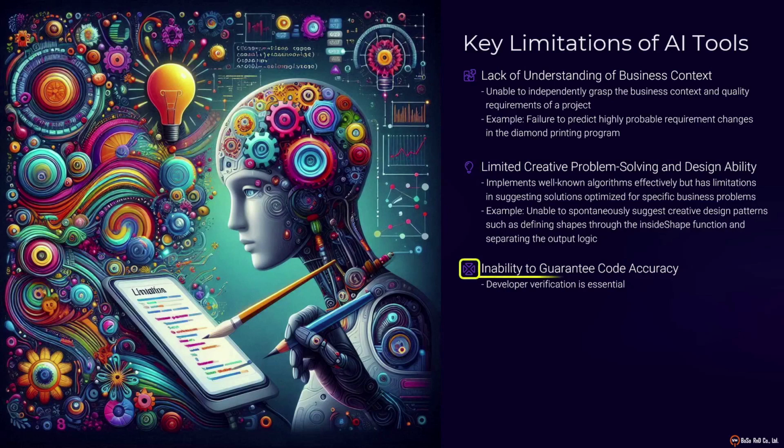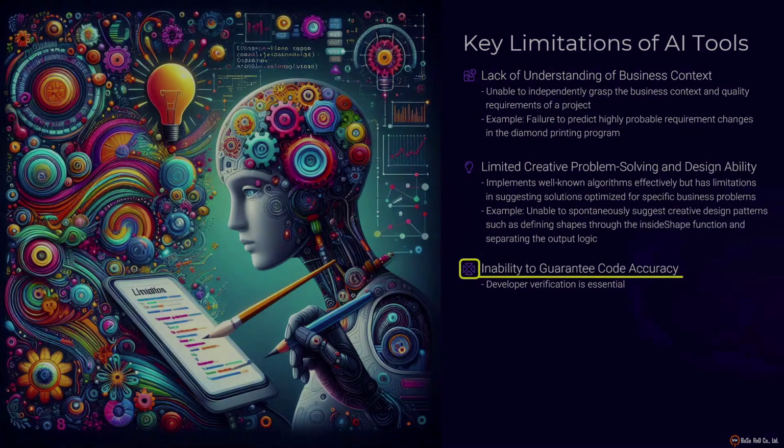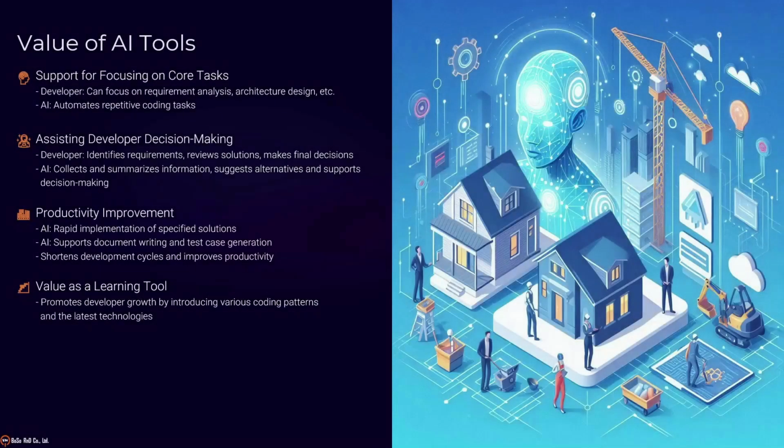Third, inability to guarantee code accuracy. Code generated by AI is not always accurate and perfect, so developer verification is essential. Due to these limitations, some developers hesitate to use AI tools. However, AI tools can be powerful partners that help developers focus on more valuable work.